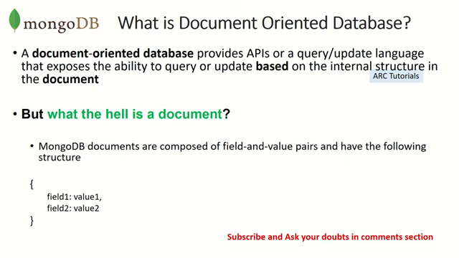Now, the next thing comes. What is a document-oriented database? I'm still not clear, right? If you have the doubt, that's what I will talk about now. A document-oriented database provides APIs or a query language that exposes the ability to query or update based on the internal structure of a document. Again, it's still confusing, so let me break it down again for you.